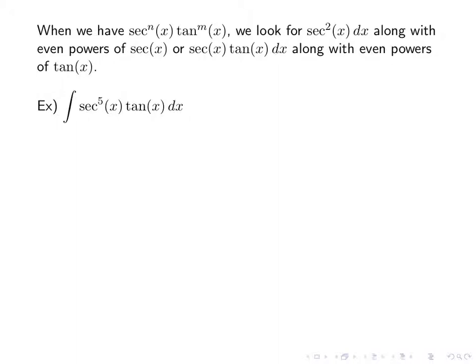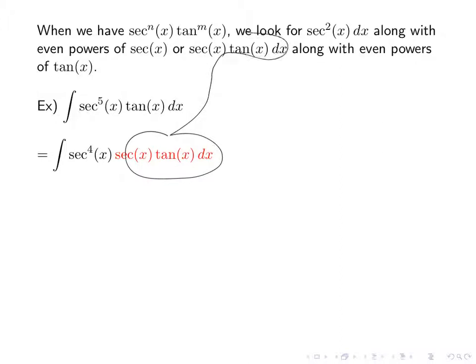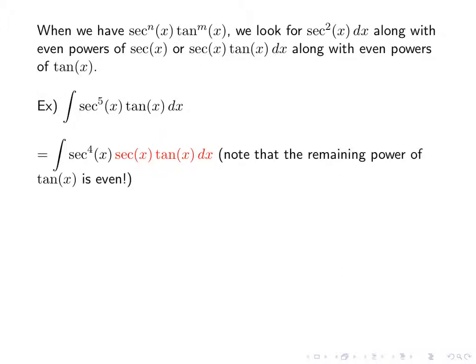So for this first example, we have secant to the 5th x tan x. We're going to pull out one of the secants and move it with the tan x to get secant to the 4th, secant tan x dx. So we have one of the things that we were looking for. Note that the remaining power of tangent x, namely to the 0, is even.